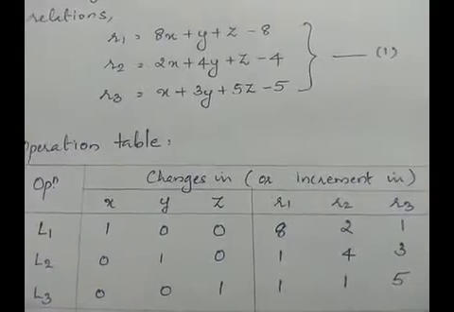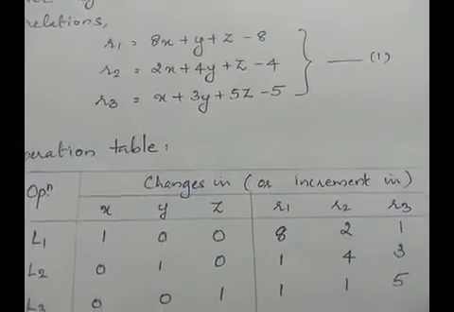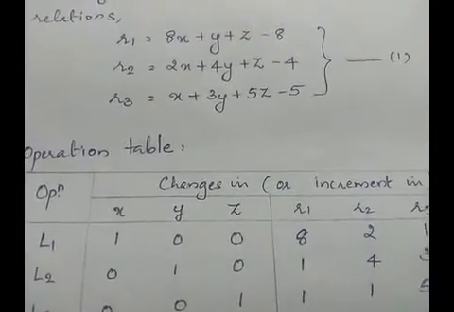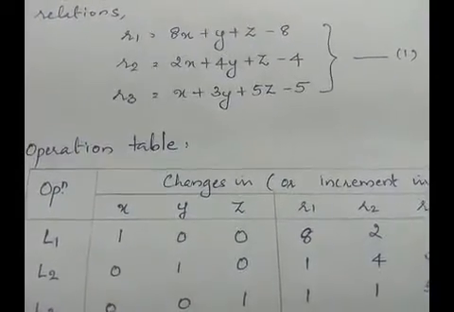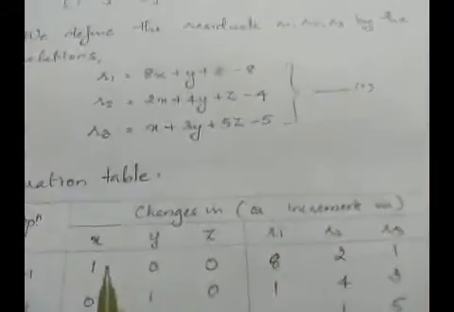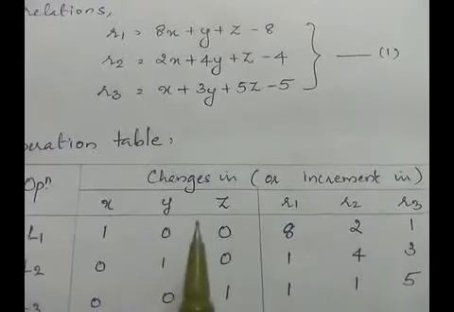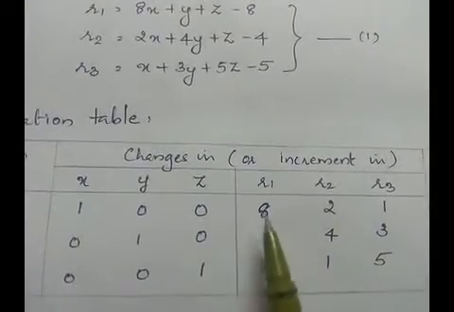Okay, so then let's look at the first row. In the first row we can see that the value of x is 1 and y and z are given as 0. That means the first row shows us that for a unit change in x, keeping y and z constant, the changes in the residuals are like this.